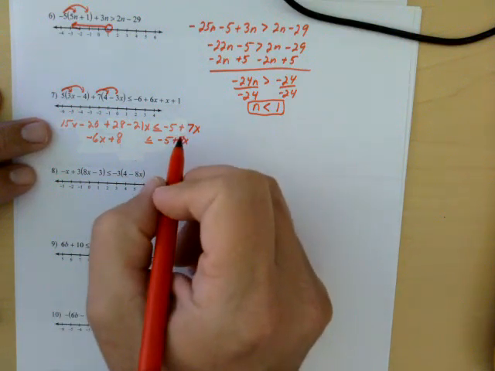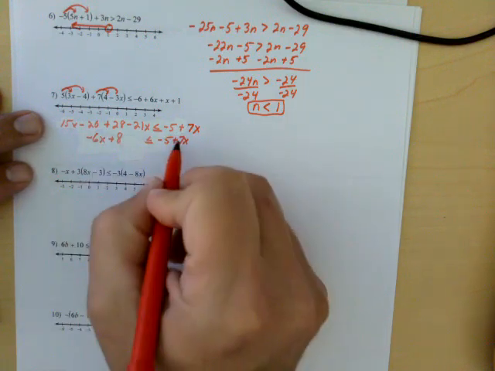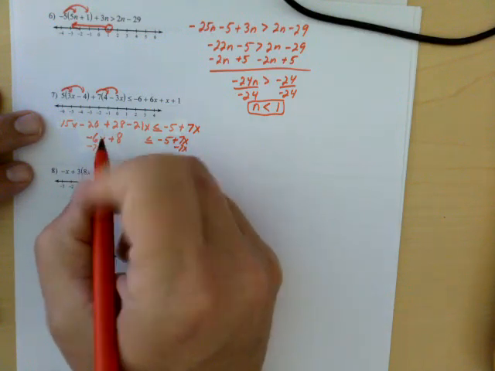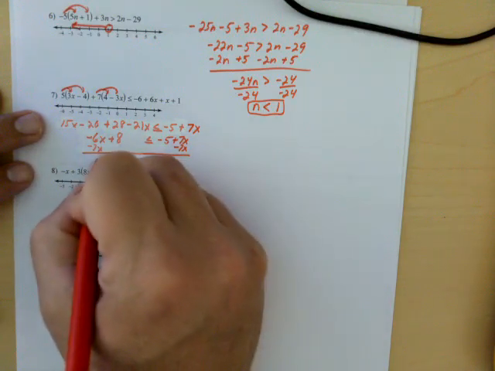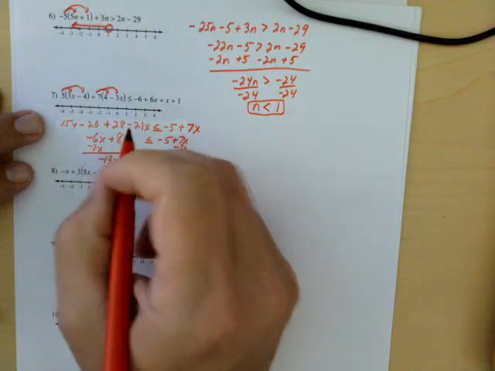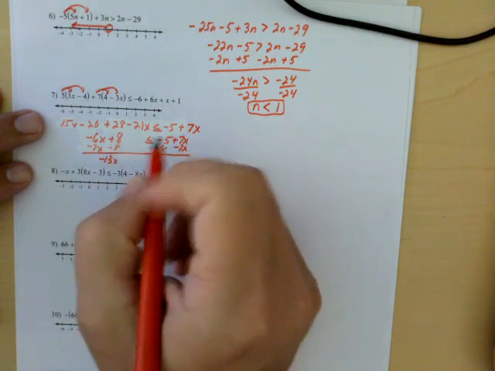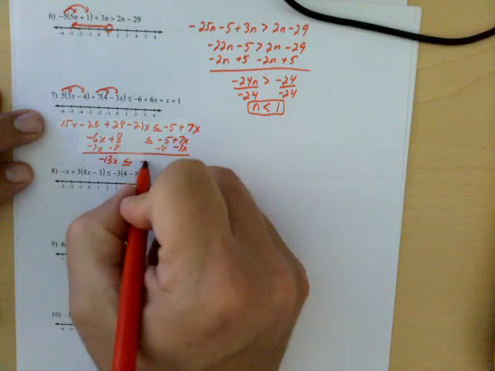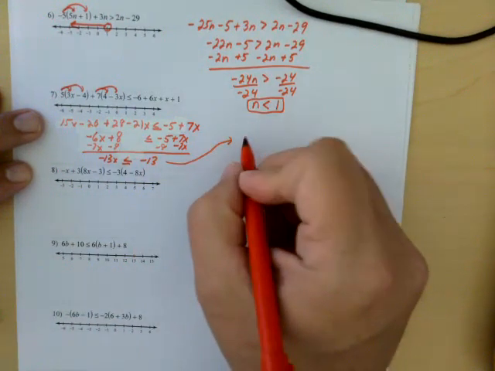Okay? So what we're going to do is I'm going to bring this x over. I'm going to subtract this 7x. So when I do that, I'm going to have negative 13x. And then I'm going to send my 8 over. And I'm going to end up with less than or equal to negative 13. Okay, and then I'll show this work over here.